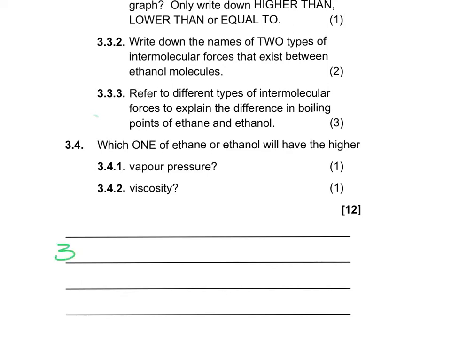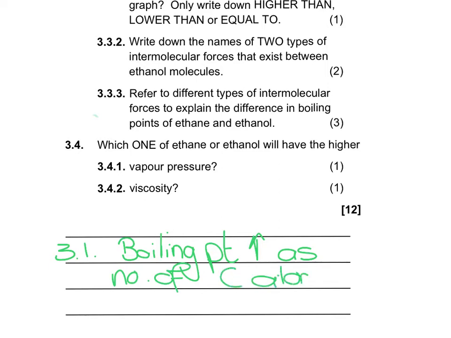So this is 3.1. And what was the relationship? So boiling point increases. Now I'm going to do it in shorthand just because it's quicker and easier. Okay, as the number of carbon atoms increases. Straightforward. Let's move on to the next question.